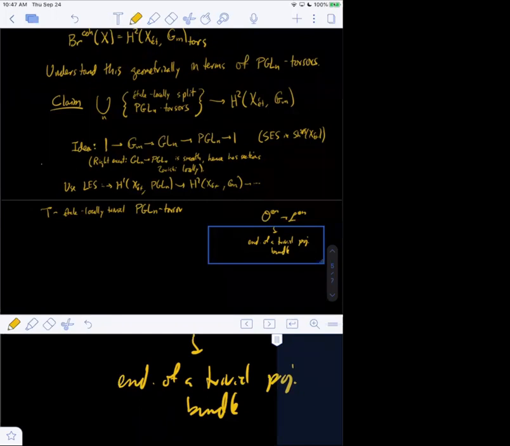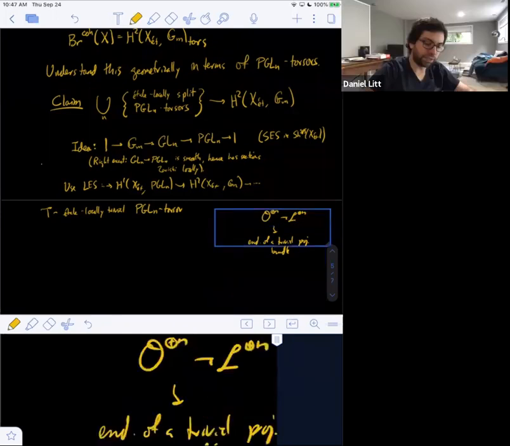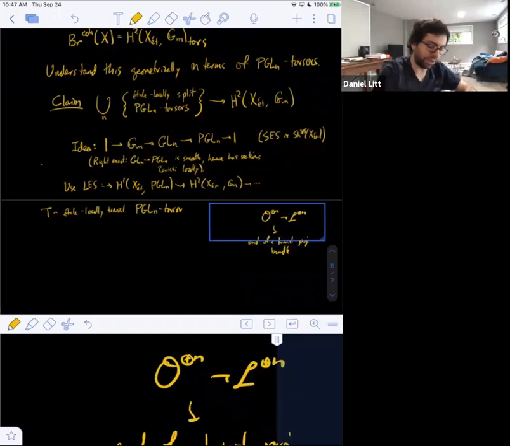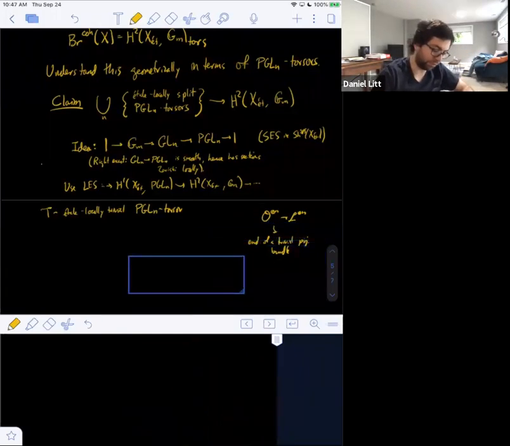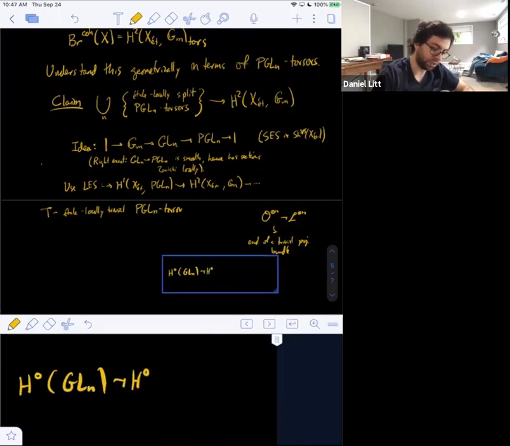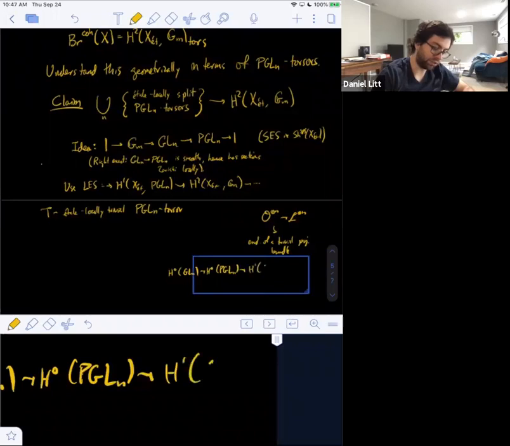Okay, cool. I think I'm happy with that for now. Yeah, so this is the general situation. In fact, what's true is that there's a map from H0 of GL_N, that's maps to GL_N, to H0 of PGL_N, and this maps to H1 of G_m. So really the obstruction to surjectivity here is literally a line bundle.